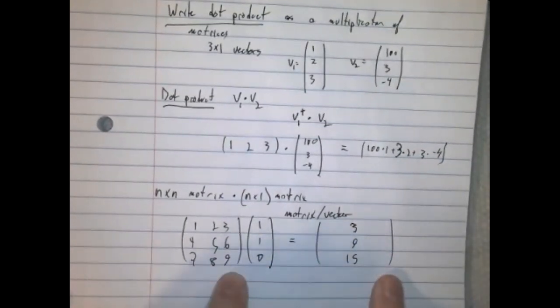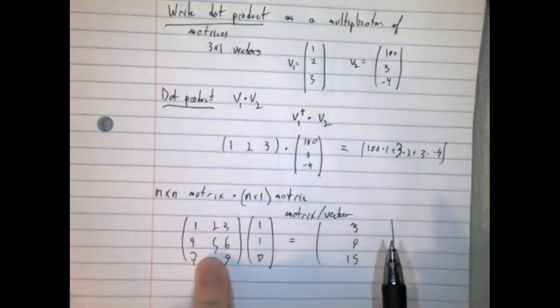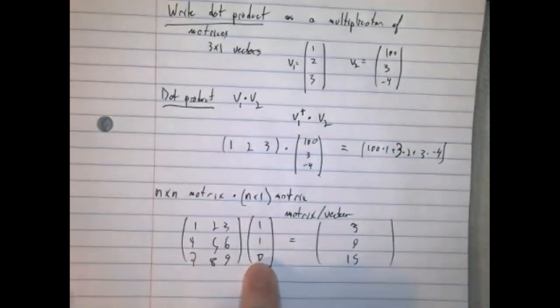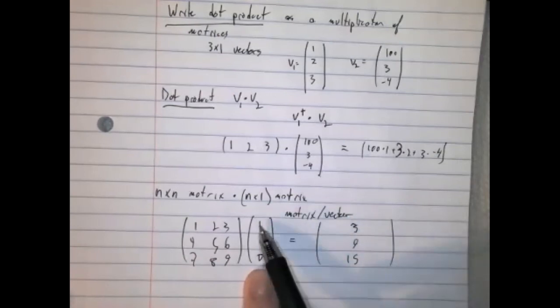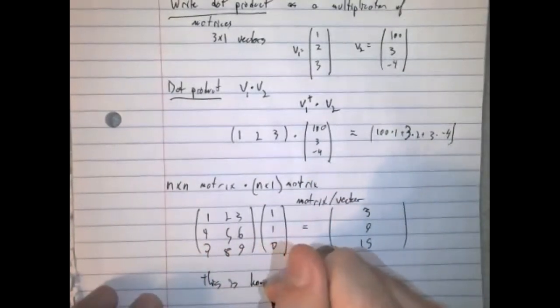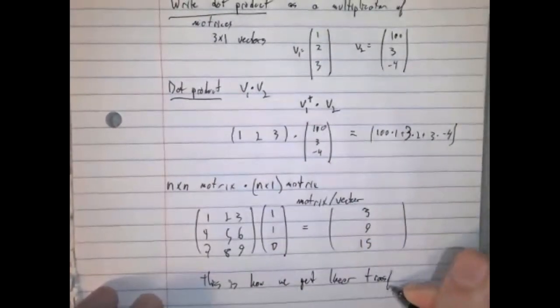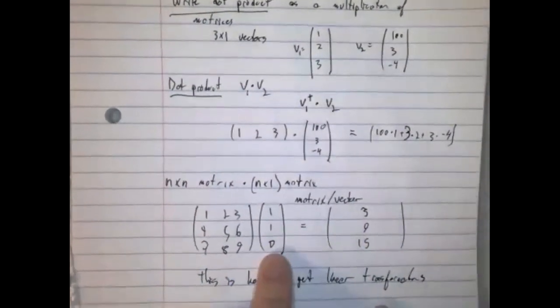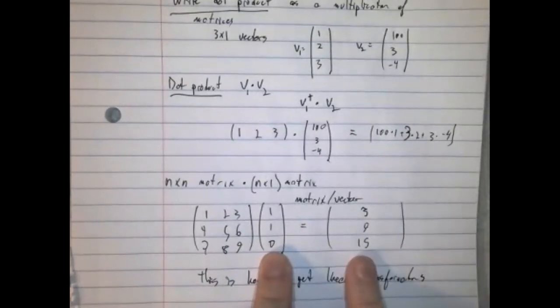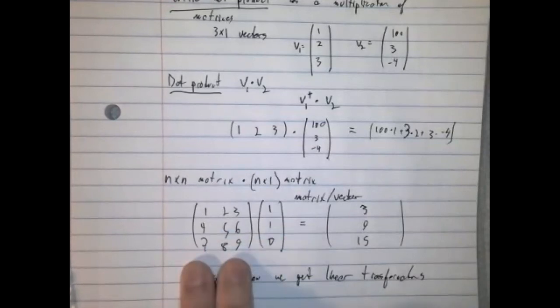This notion of matrix multiplication, where one of my matrices is an actual matrix and the other is an n by 1 matrix or a vector, is the idea of linear. This is how we get linear transformations. Because here I'm sending a vector to another vector, and the way that I'm sending it is via a matrix, so to speak.